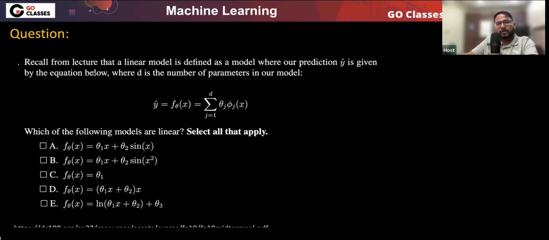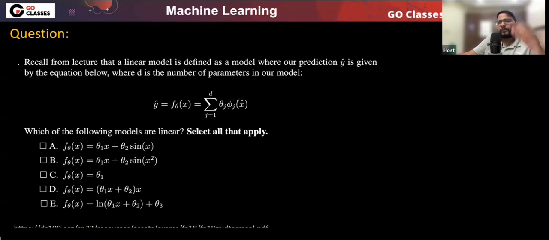They are saying, recall from lecture that a linear model is defined as a model where our prediction y cap is given by the equation below. So here they are using some transformation. What is this phi? Can anyone tell me what this phi is? It is basically some function which could be polynomial or anything, right?